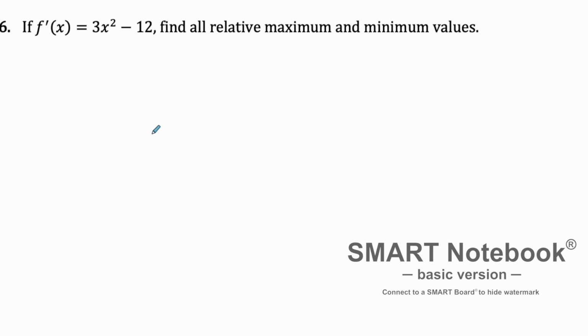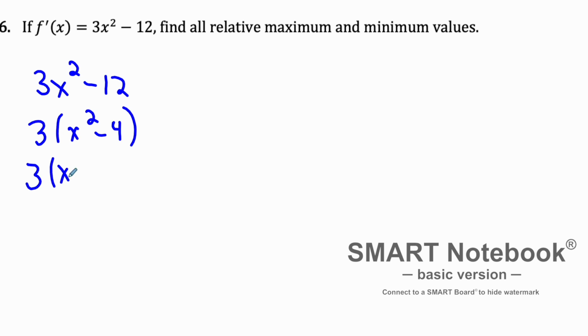All right, now the last two, or I should say number 6, I'm actually giving you the derivative. Okay, so I'm giving you f prime. So to find the relative max and min, you start with f prime and find out where it is 0. So let's set this equal to 0. And we're gonna start this off by factoring. So I'm gonna factor out a 3. And then we can see I'm left with x squared minus 4, which is x plus 2, x minus 2.